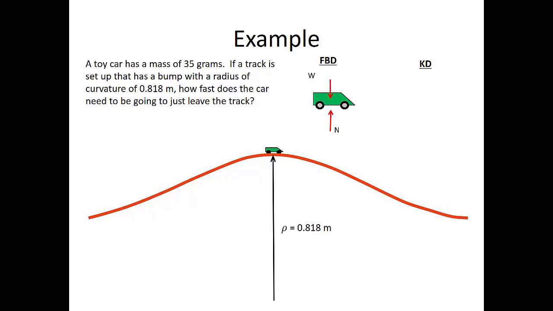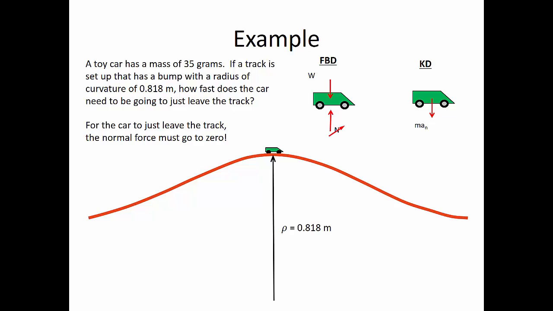For our kinetic diagram, we have a mass times a normal acceleration as long as the car is traveling at a constant velocity. For the car to just leave the track, the normal force has to go to 0. So this goes away. We can calculate the weight of the vehicle as the mass times the acceleration due to gravity. So we've got 0.035 kilograms times 9.81 meters per second squared.